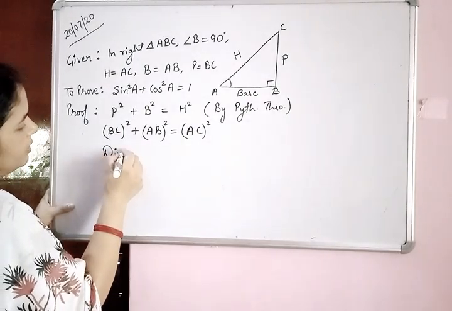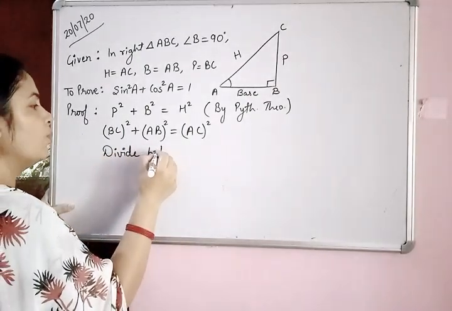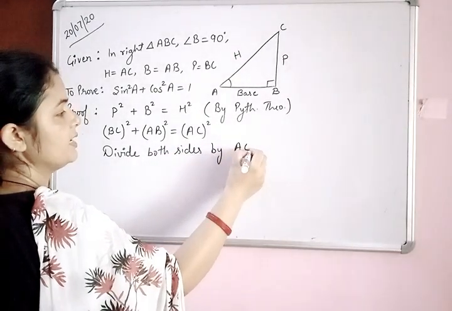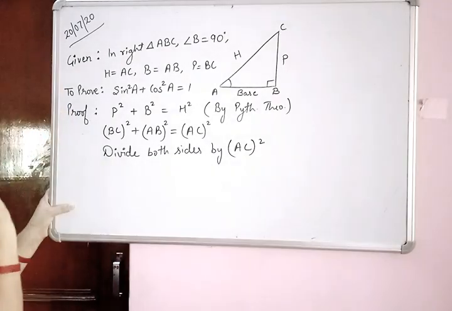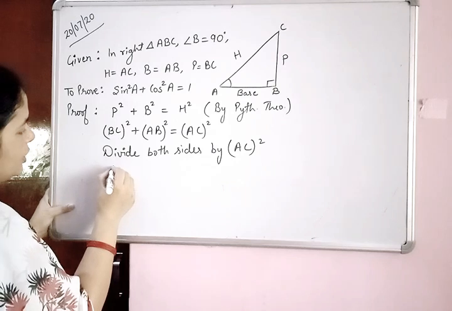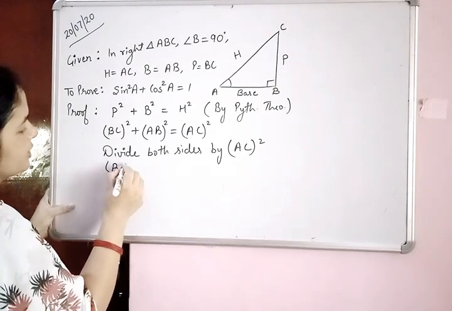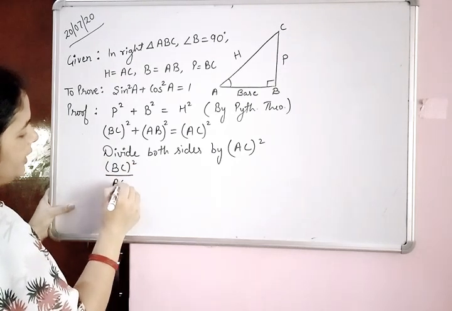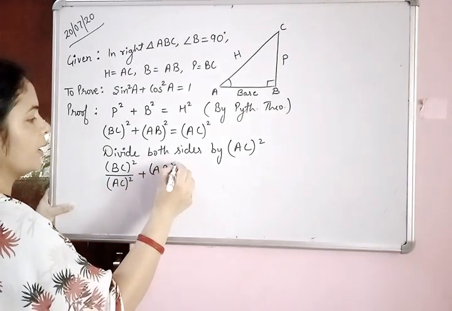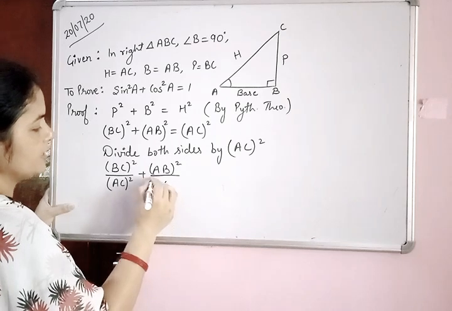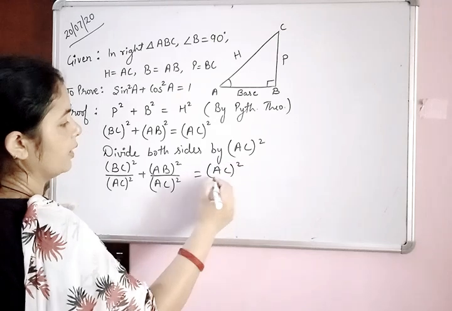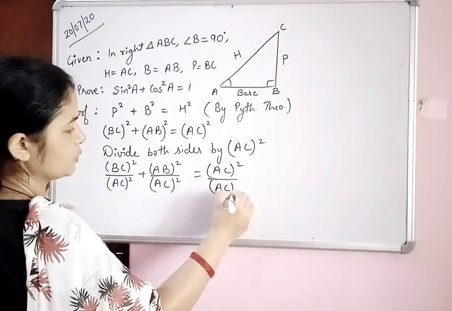Now next step, divide both sides by AC whole square. This step you have to remember. You have to divide both sides by AC whole square. So BC whole square upon AC whole square plus AB whole square upon AC whole square is equal to AC whole square upon AC whole square.